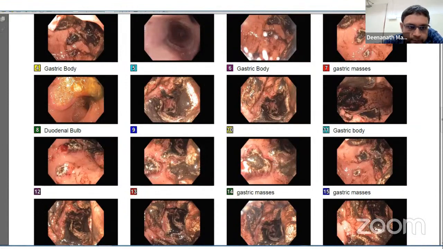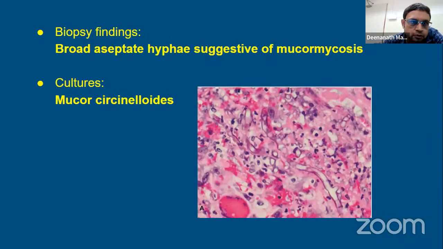If you look at the gastric body, and if you look at his duodenal region, more so in the antral region, you have large necrotic masses. When you see these types of masses, again, molds are very high on your differentials. Now, the biopsy findings were actually broad aseptate hyphae, suggestive of mucormycosis.